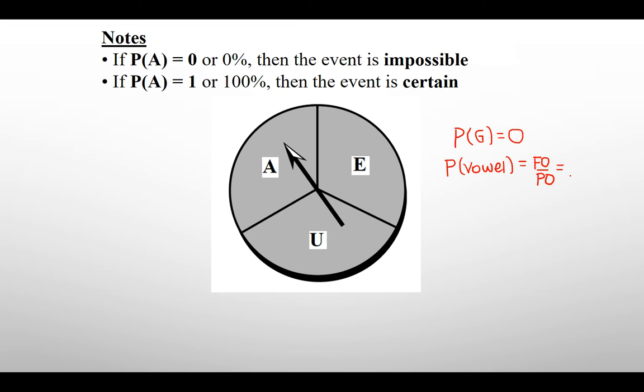There's 3 possible outcomes, an A, an E, or a U. How many ways can you get a vowel? So the number of possible outcomes is 3. The number of favorable outcomes is also 3, because you can get an A, an E, or a U. 3 over 3 is equal to 1. And if you turn that into a percentage, that would be 100%. In that situation, we would say the event is certain. So the probability of spinning this thing and getting a vowel would be 100%.